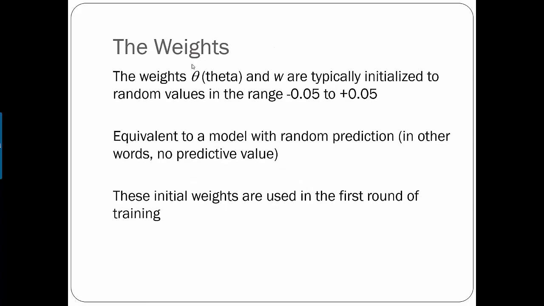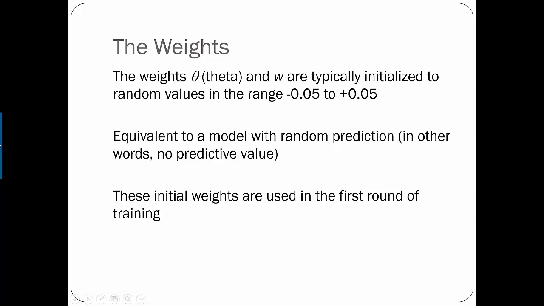Theta weights are typically initialized to random values in the range of minus 0.05 to plus 0.05. In SAS, we can specify that, and SAS will automatically generate these initial weights. This is like a random prediction, or otherwise no predictive value at all. So it's a starting point. It's arbitrarily determined, so you can specify the range from which this random value should be generated.